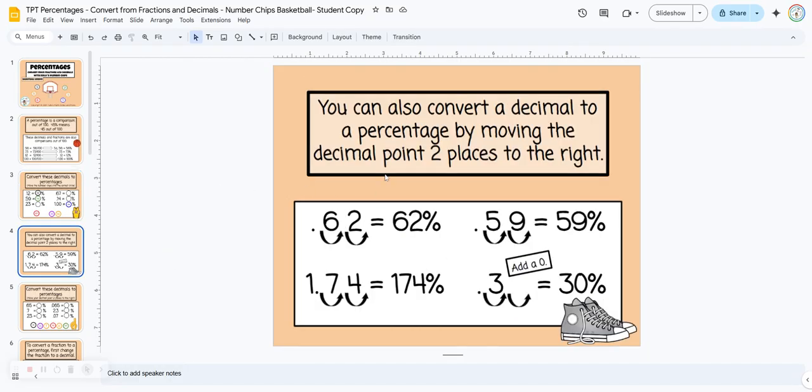The next slide explains a way to convert a decimal to a percentage is to move the decimal point 2 places to the right. So here we would have 62%, 59%. This one, if we move 2 places to the right, we get 174%. And in this case, where there's no number here, they have to just add a 0, which would make it 30%, not 3%.